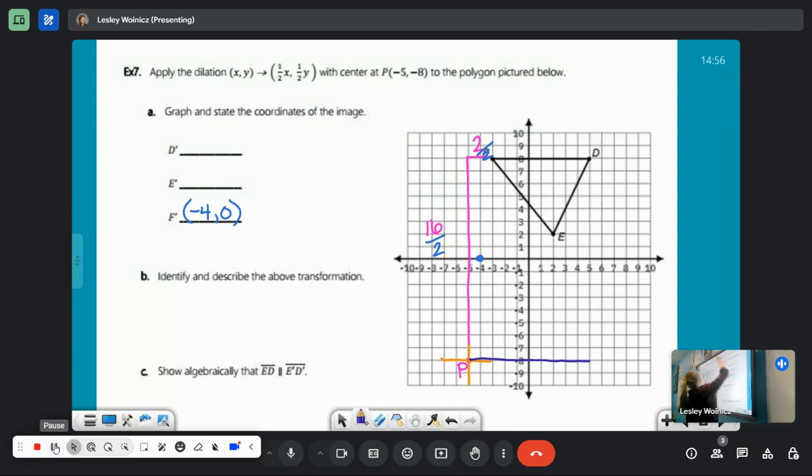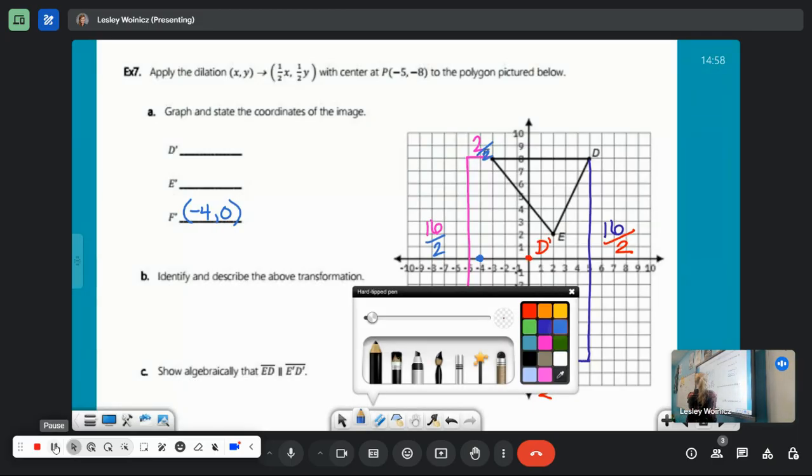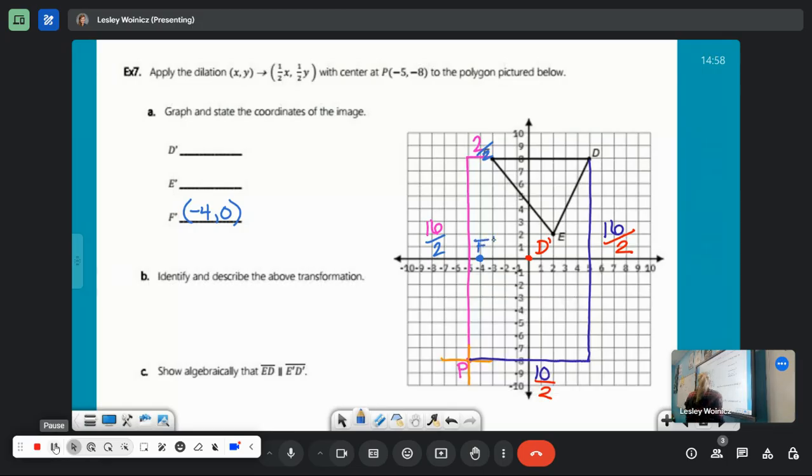So again, if I'm imagining that P is my fake origin, I don't want to go the full 10 to the right. I just want to go half of that. So I'm going to multiply my 10 by a half, or divide by 2. So I'm only going to do 5. And instead of going the entire 16, I'm only going to do half of 16 and go up 8. So from my center of dilation, I'm doing 5 to the right, up 8. I have not labeled these points. This is D prime. My other one was F prime. The coordinates of D prime are the actual origin, (0, 0).